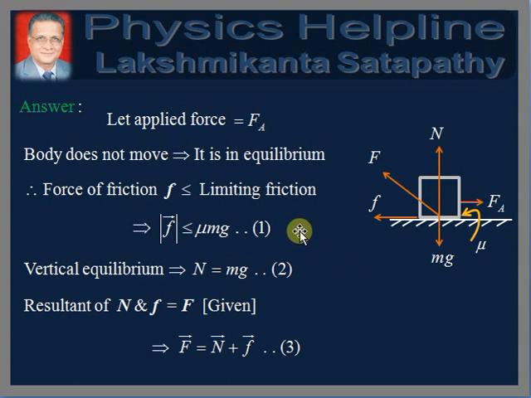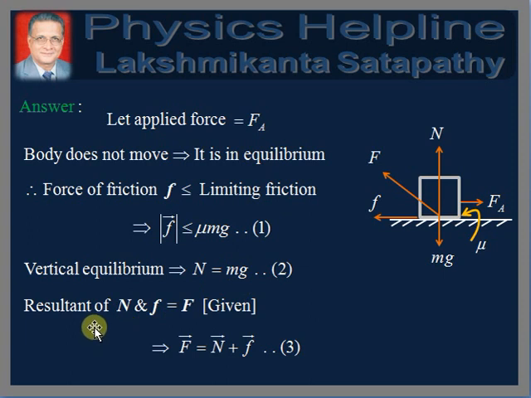Which means force of friction F will be less than or equal to limiting friction. But the value of limiting friction is mu mg. Therefore, we can write magnitude of F, mod F, is less than or equal to mu mg. Now consider the vertical equilibrium because there is no motion in the vertical direction. Our upward force is normal reaction N and the downward force is weight of the body mg. Therefore, N should be equal to mg.